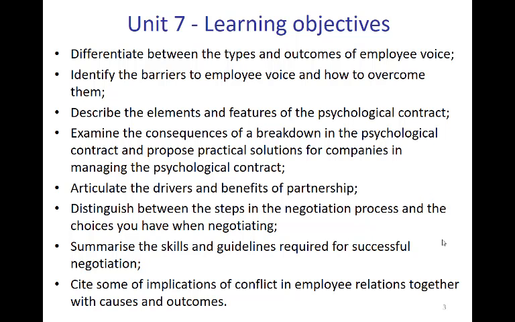In terms of Unit 7, there are lots of learning objectives. You can see there that the focus is on looking at the different types of employee voice and barriers, which we'll have a look at. It also explores the psychological contract. The manual also focuses on partnership, negotiation, and other areas such as conflict. Our focus will be on employee voice and the psychological contract, and of course I'm going to include employee engagement.